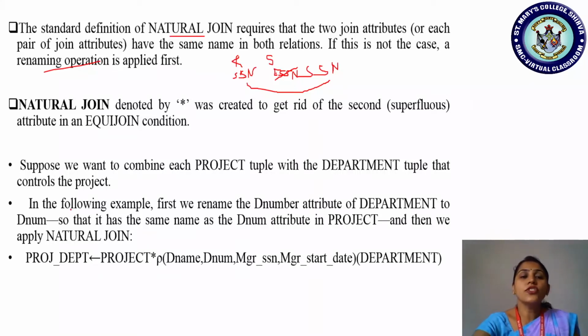Okay, so just check out here. Natural join is denoted by which symbol? The asterisk symbol. It was created to get rid of the second superfluous attribute in an equi-join condition. So natural join is also doing the equi-join job only. Why natural join again may be the question.